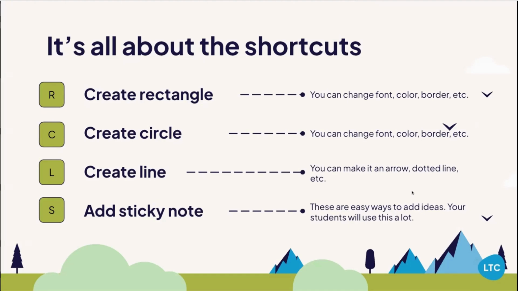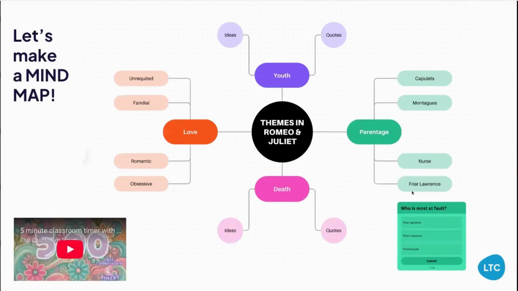So if I say I'm clicking R, that means I'm making a rectangle. If I say I'm clicking L, that means I'm making a line. Today, we're going to make a mind map. And so I did themes in Romeo and Juliet, and I split these into the theme of youth, the theme of parentage, the theme of death, and the theme of love.